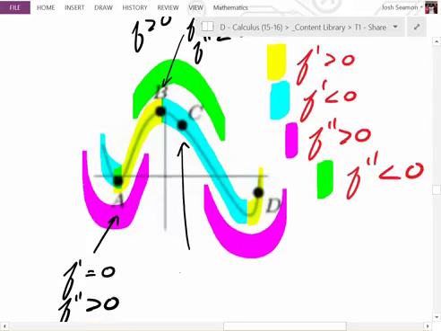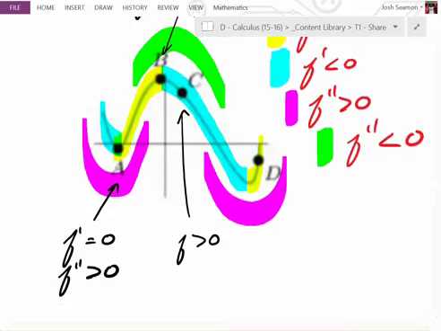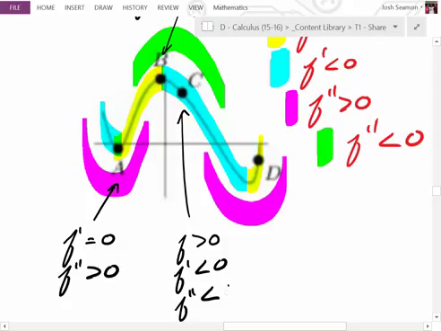What about C? Let's talk about C. Is F greater than 0, less than 0, or equal to 0? Greater than 0. Is it rising or falling right there? So the first derivative is negative, and is it concave up or concave down? Down. So you just do each one like that. Does that make sense now?